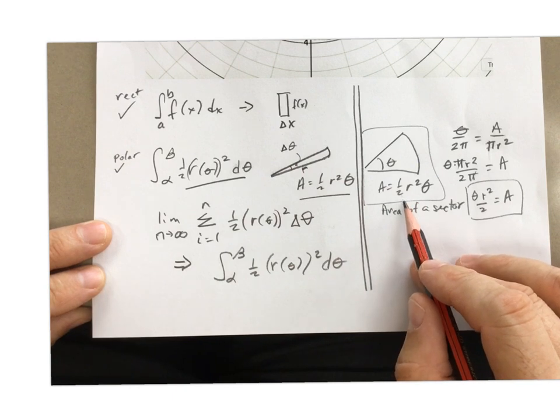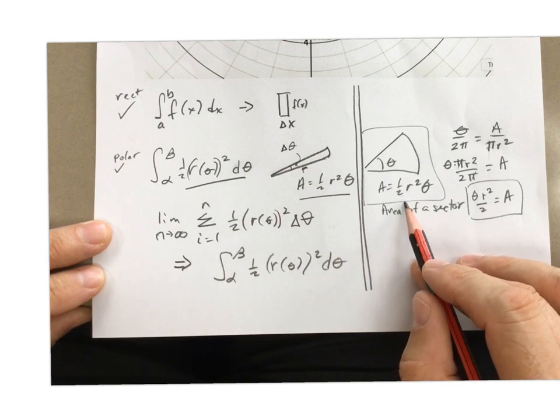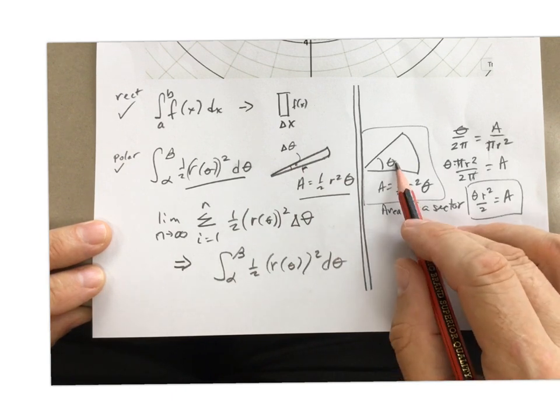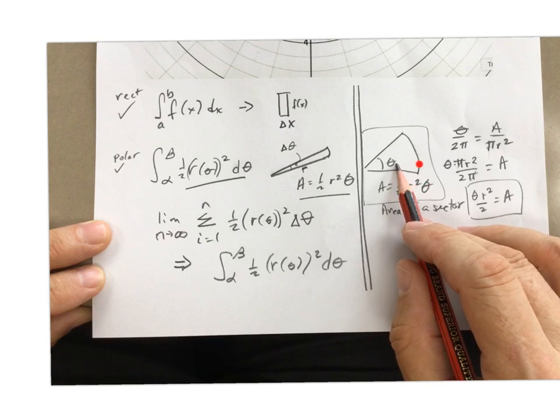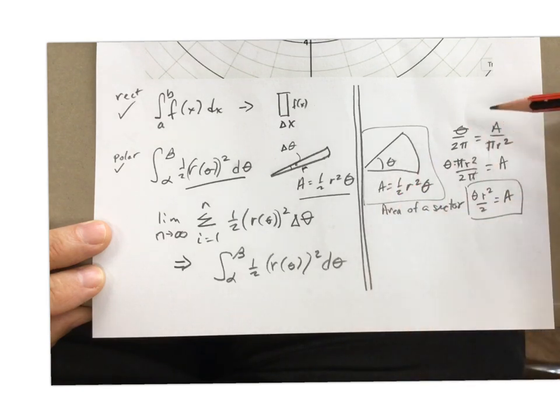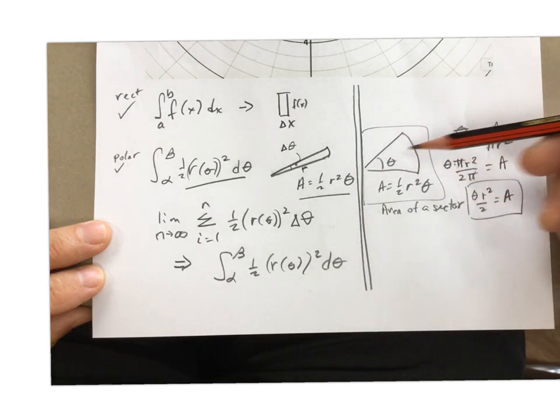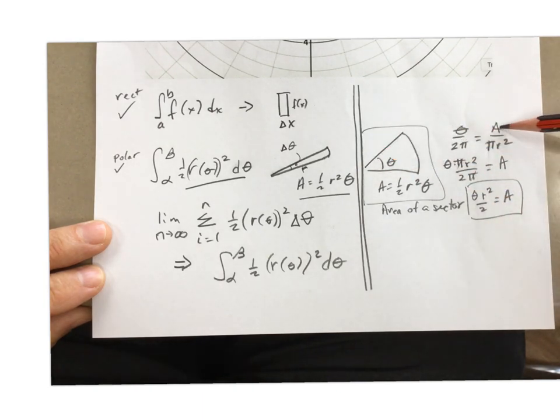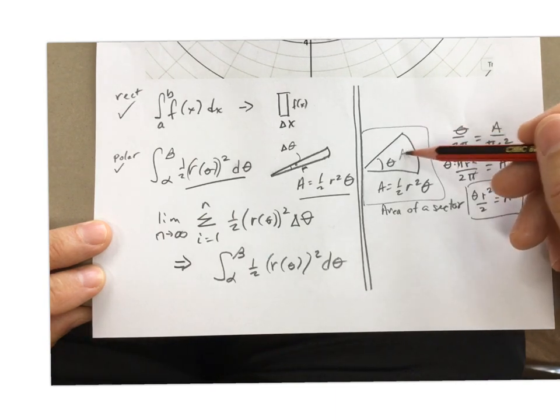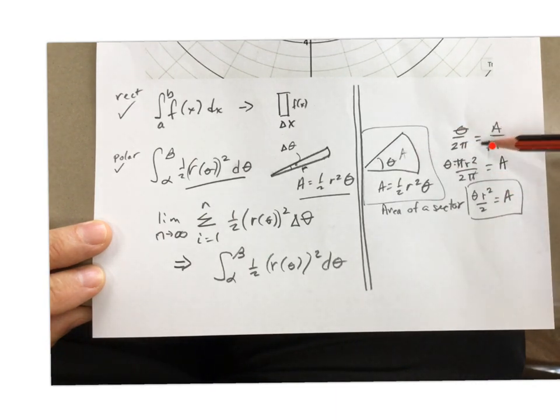Well, the area of a sector of a circle is 1/2 r squared theta. That would be the area of this thing right here. How do I get that? Well, if I do a part to whole relationship, theta is to 2 pi as the area is to pi r squared, the area of the whole circle. If I cross multiply and cancel off the pi's, I'm left with the area of a sector of a circle.